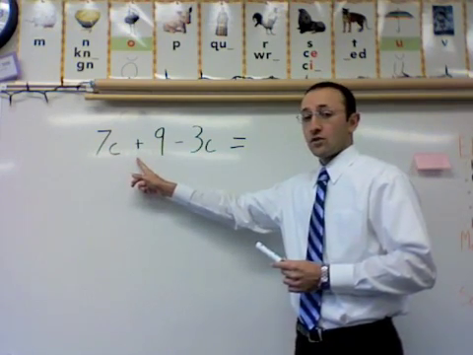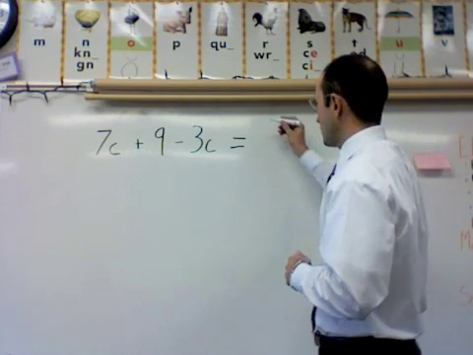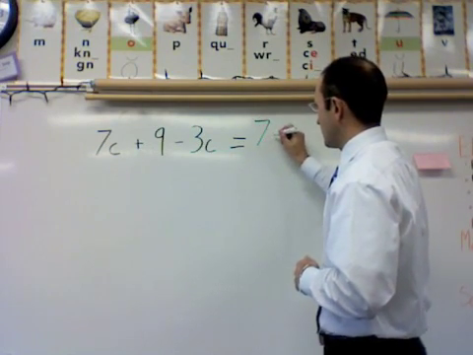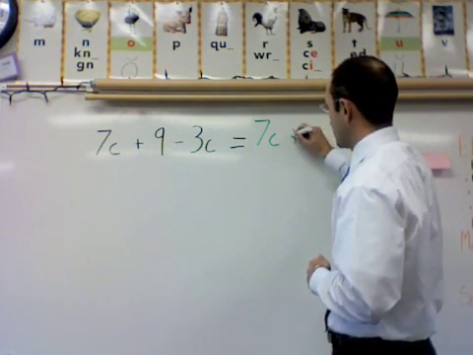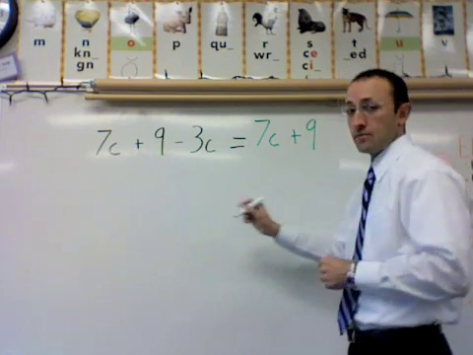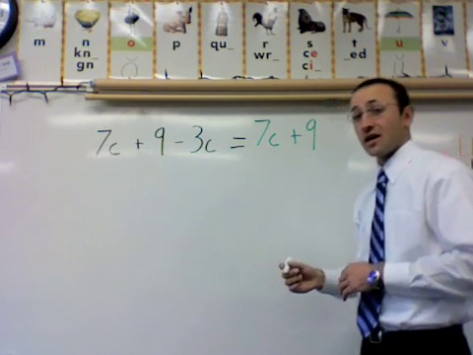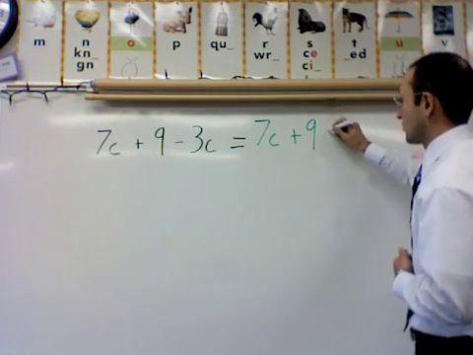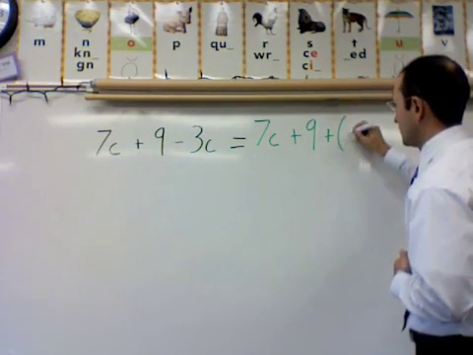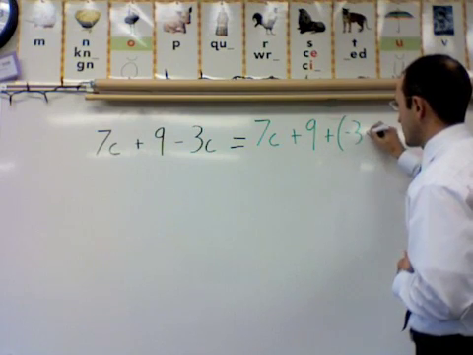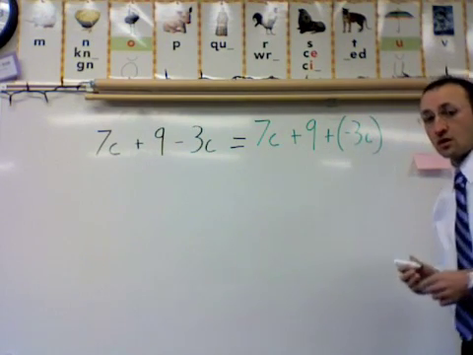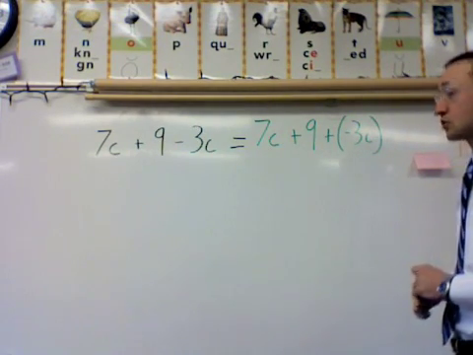So we're starting off with addition, so that's good. I'm just going to rewrite that. 7c plus 9, it's going to stay the same. They want us to subtract 3c from it, so let's change that and add the opposite. So I'm going to add negative 3c. And now from this point I can begin to solve it.